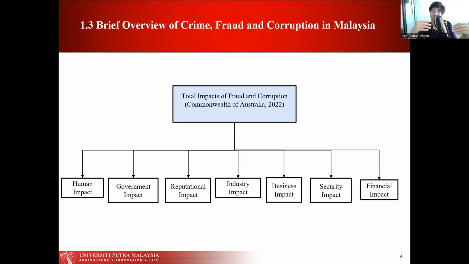So let's look at the impacts of fraud and corruption. The government of Australia released a very nice article that separates the impact of fraud and corruption into 7 categories. I will only talk about the human impact. For example, if an investment bank commits fraud against a retirement mutual fund, then the people investing in that retirement mutual fund will lose money. For example, the investment bank may trick the retirement mutual fund to buy securities that the investment bank knows the borrowers will not pay back, they will most likely default. Then the people investing in that mutual fund will lose their retirement savings, and this affects a person's livelihood so much.